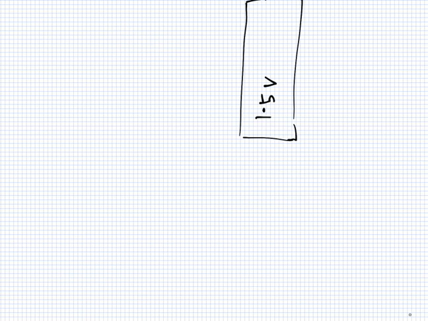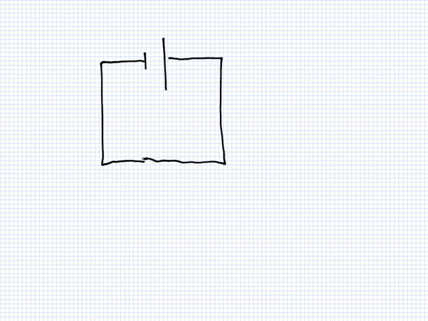Okay, so let's say we have this battery here. This is how we draw our batteries. We draw them like this. This is the negative side, and this is the positive side. So make note of that. The big one's the positive, the small one's the negative.